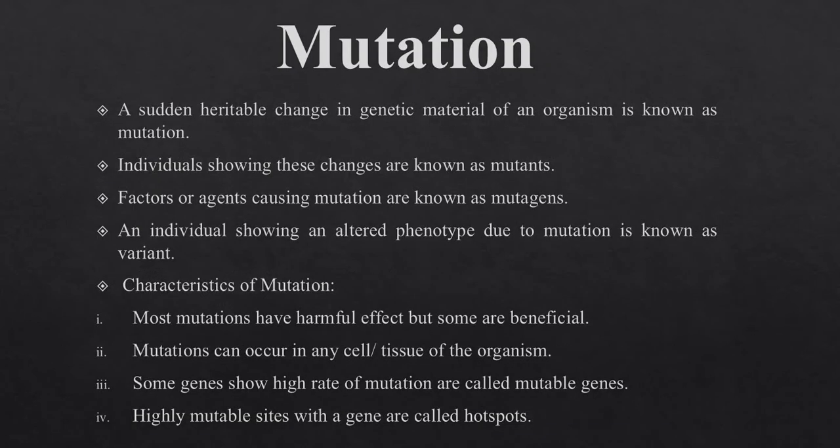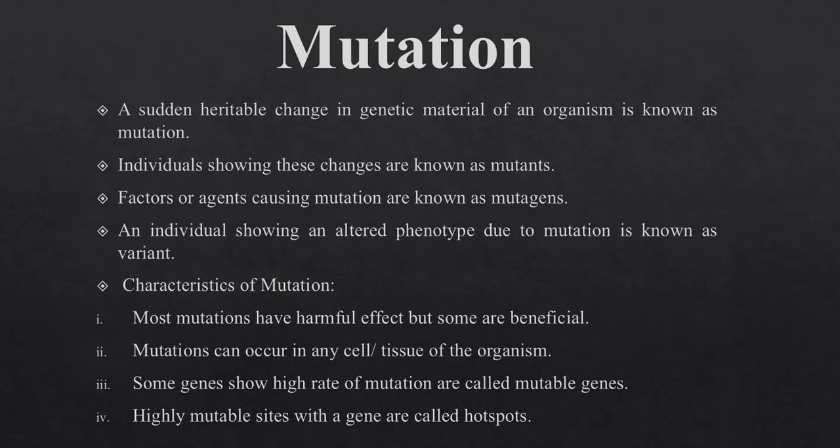A sudden heritable change in the genetic material of an organism is known as mutation. So what is a heritable change? Heritable change means a change which can be transferred from parent to offspring. When this kind of change occurs in the genetic material of an organism, that process is known as mutation. The individuals that show these changes are known as mutants. Also, mutagens are the factors that cause certain mutations in organisms. An individual that shows an altered phenotype due to mutation is known as a variant.